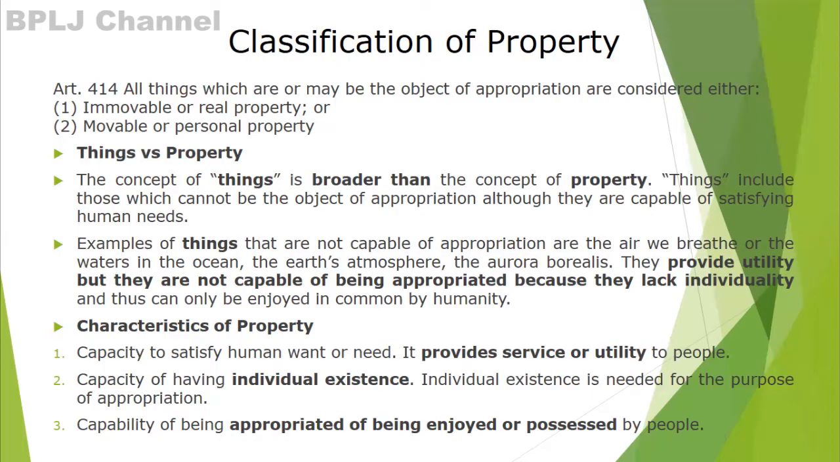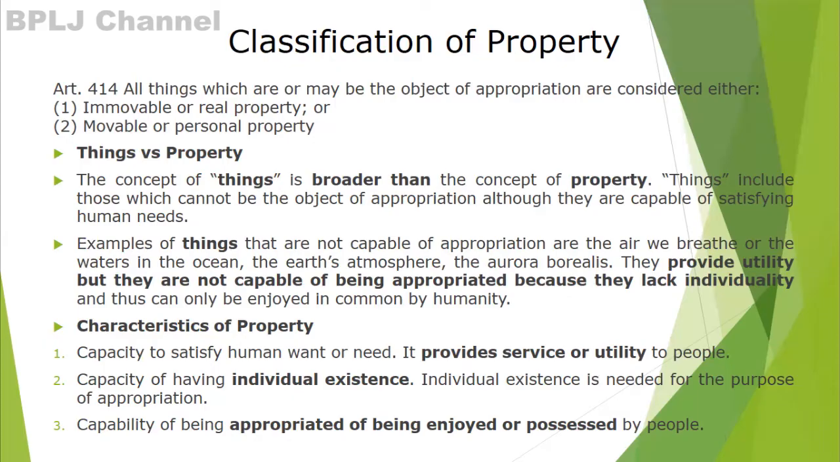As you can see, the capability of appropriation is one of the essential elements for a thing to be considered as property. If it is not capable of being appropriated, then it can be considered as a thing, but it cannot be considered as property because they lack individuality. So if you cannot appropriate it exclusively to yourself, then it is only a thing, but it cannot be considered as a property.